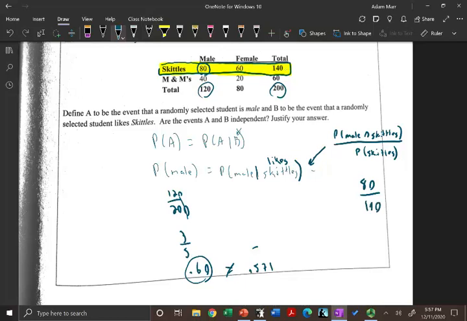We don't have to do the whole 80 over 200 divided by 140 over 200 because the 200 just cancel out. So we can just say 80 over 140. All right, so 80 over 140 ends up giving us right here 0.571. So they are not equal. That means that the two events, A and B, are not independent.